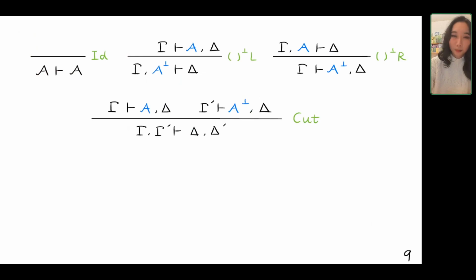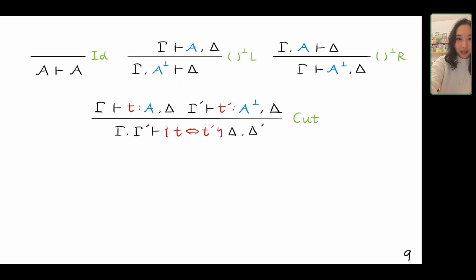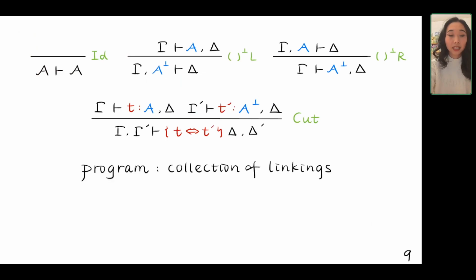So to talk about computations, people have come up with all sorts of term calculi for classical linear logic over the years, and I'm just going to use one here. If we label A and A dual with terms, we're going to record the fact that we're making T and T prime communicate and link them together. This really just tells you how the information flows. And then a program just becomes a collection of such linkings, just linking all the information together.